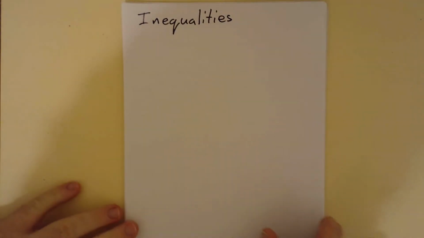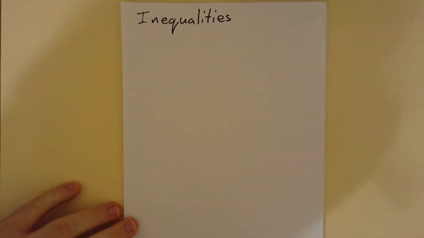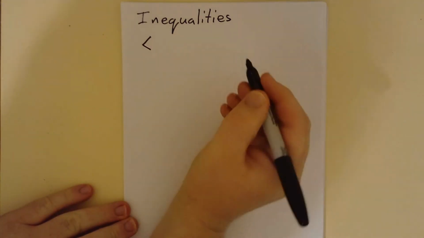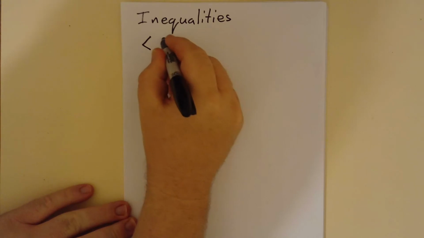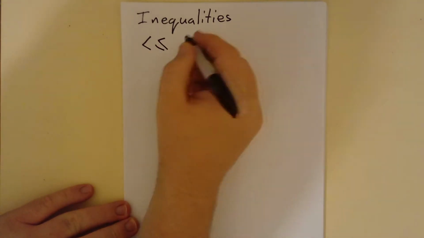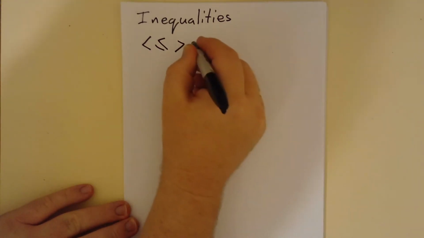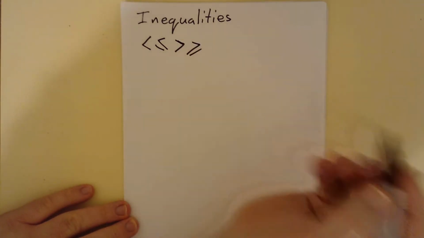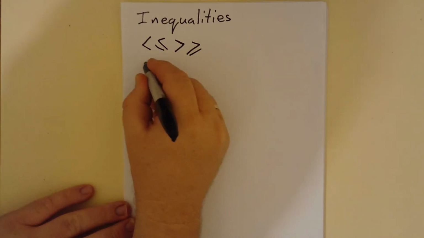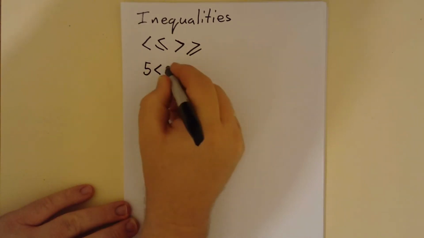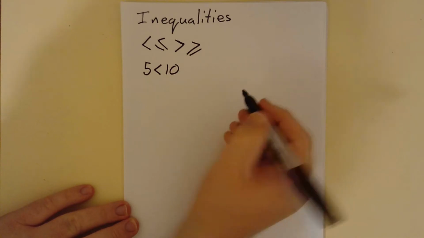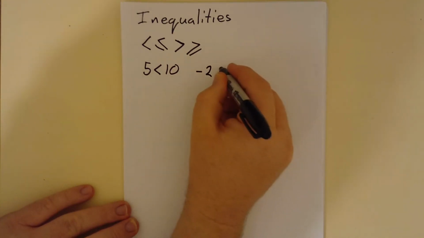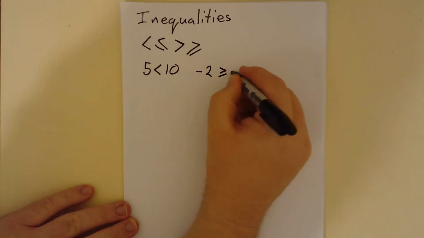So today we're going to talk about inequalities. An inequality is an equation with, rather than equals, a less than or equal to, or a greater than or equal to. So things like 5 is less than 10 would be an inequality, or -2 is greater than or equal to -4.